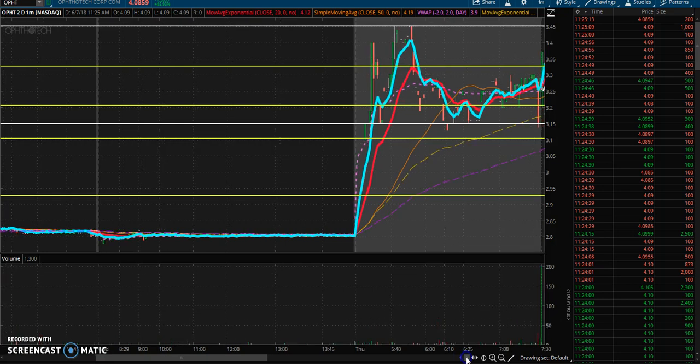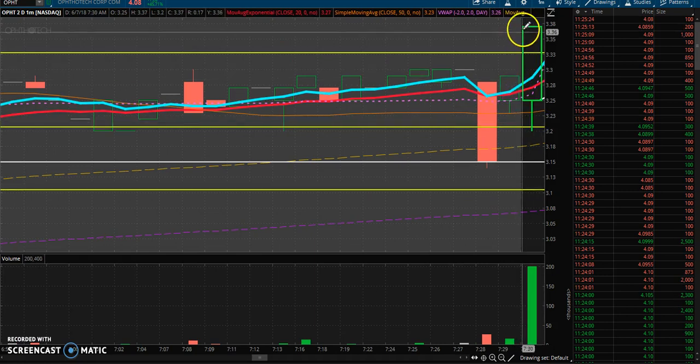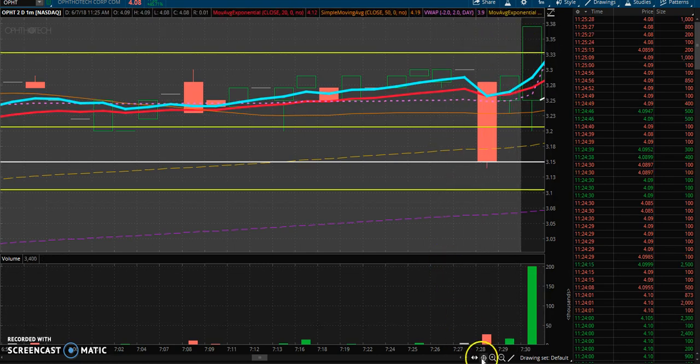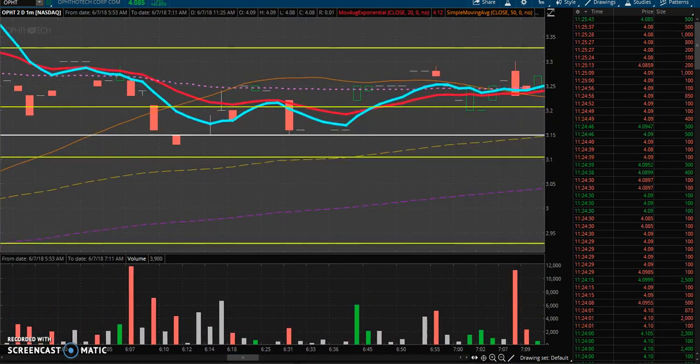So we'll go with the first opening candle. Let's zoom in here a little bit. You notice it opens up at 3.25 and goes right up to 3.37. Now I hadn't bought in yet because obviously it hadn't broken the pre-market high yet. Oops, I didn't mean to do that.